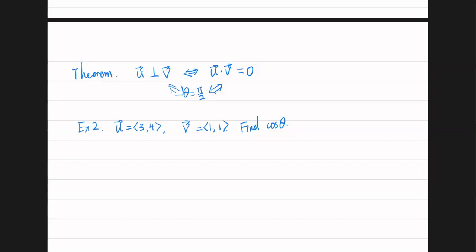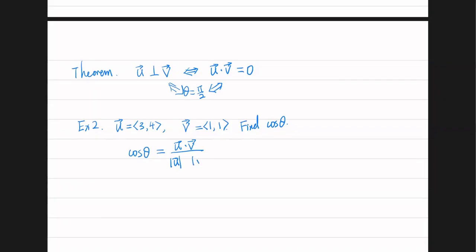Okay, so cosine theta, again by the formula, is u dot v over the norm of u times the norm of v. The dot product will be 3 times 1 plus 4 times 1, that's 7, I think. And then the denominator is root 25 times root 1, which equals 5. Okay, so this will be 7 over 5.